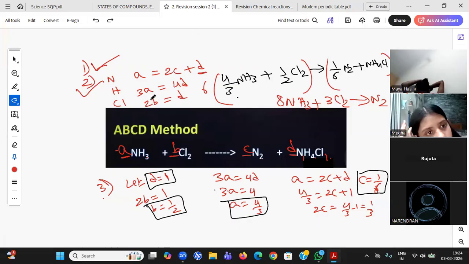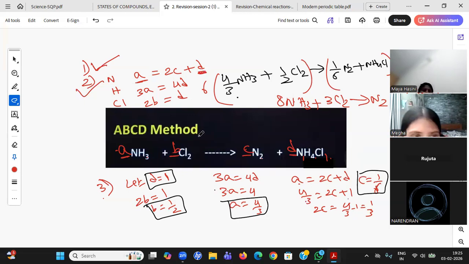If D equal to 1, what will B be? 1 by B equal to D by 2, so B will be 1 by 2. If D equal to 1, what will A be? 4 by 3. Finished. Now I already got A, B, D. Can I substitute here the A value and D value to get C? So I just substitute A equal to 4 by 3, D equal to 1. I got C as 1 by 6.